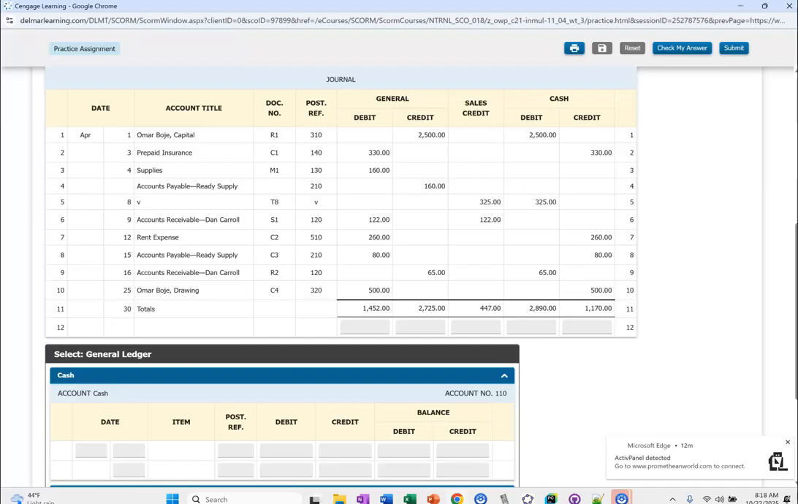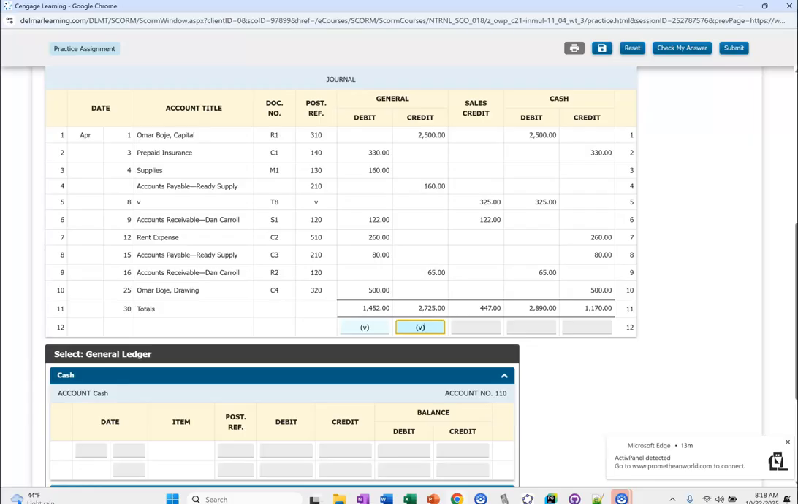So the first thing I would do is fill in the V's, the column totals that are not going to be posted. Remember the column totals that are not posted: general credit and general debit, right? So I'm going to type those in as parenthesis V, and parenthesis V. Okay, so far so good?